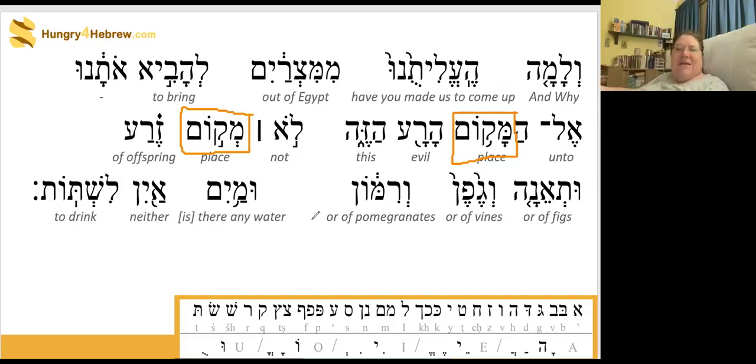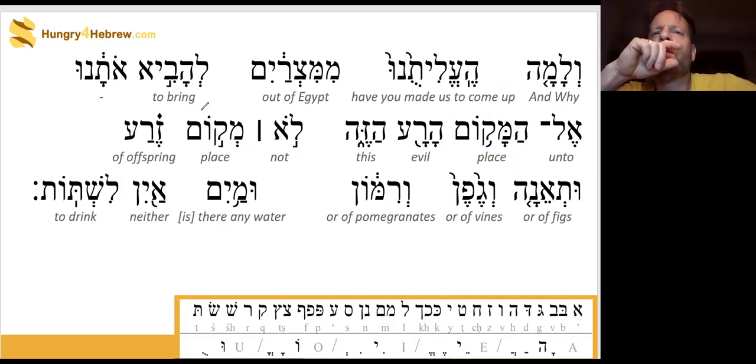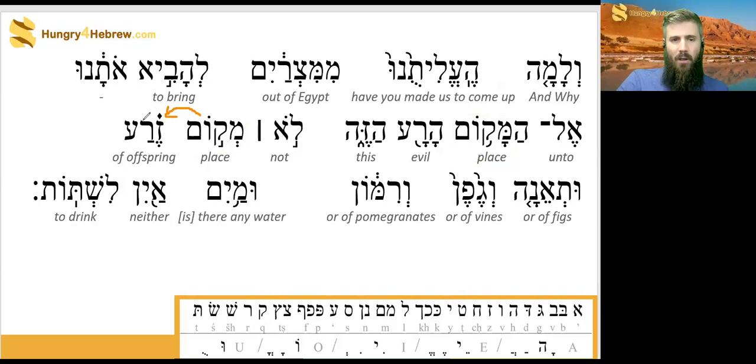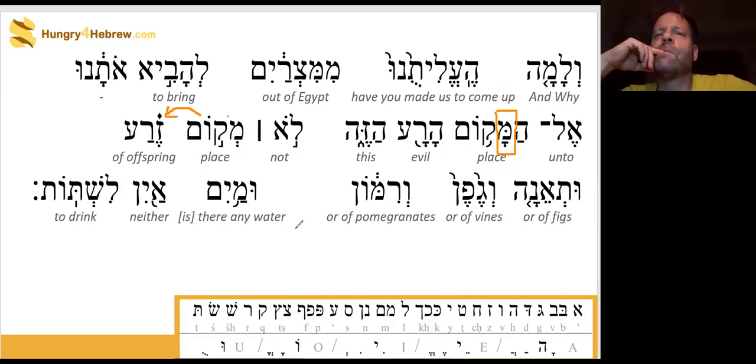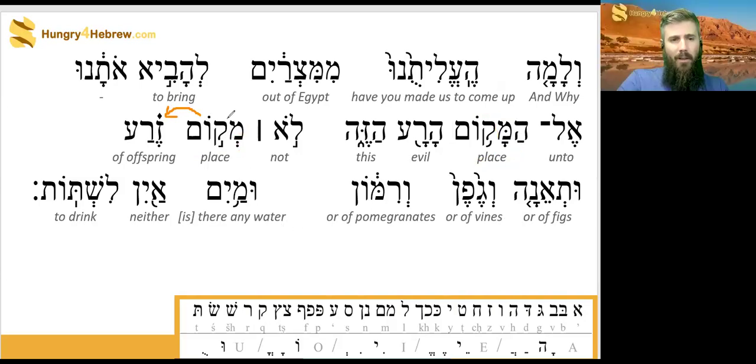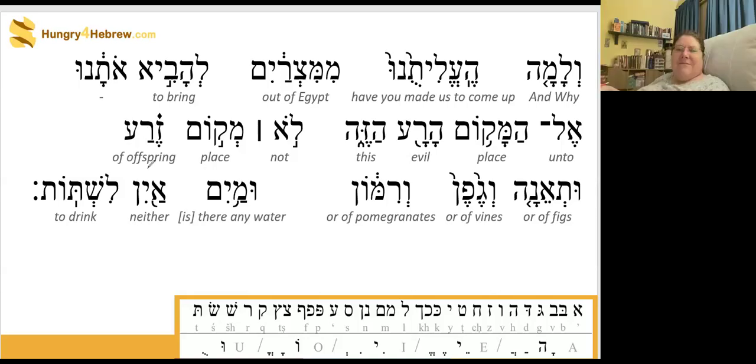Construct. Offspring. Yeah. This one is in construct with the following word. So we're going to find those long unaccented kamats or tsere vowels and drop them down to shva. Lo mekom zera. It's not a place of zera, seed, planting. It's not a place to grow a garden. Or here they say offspring.